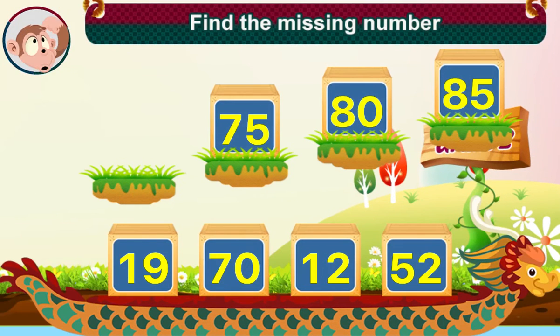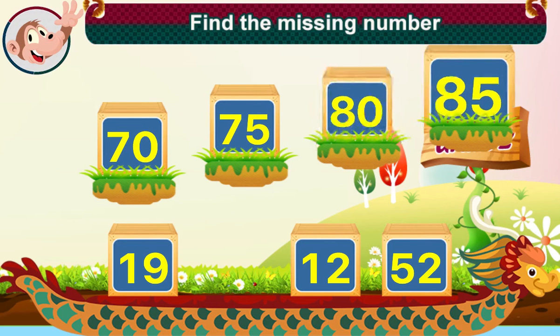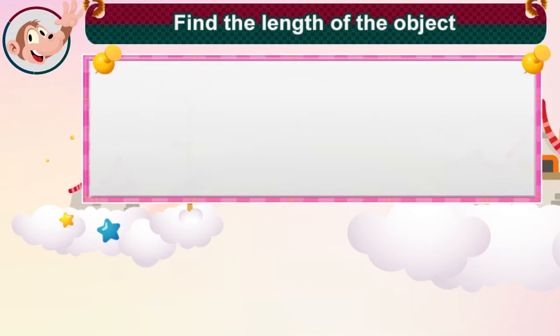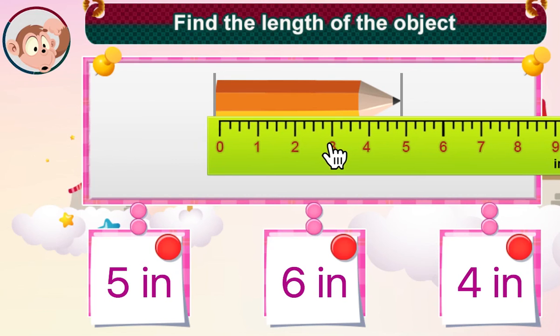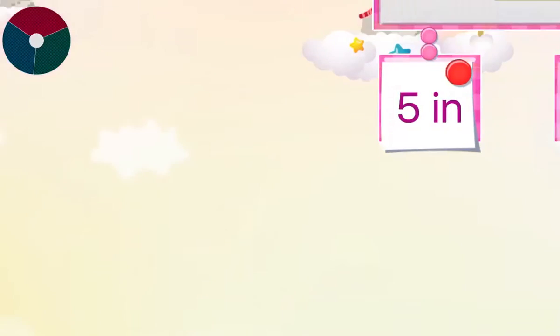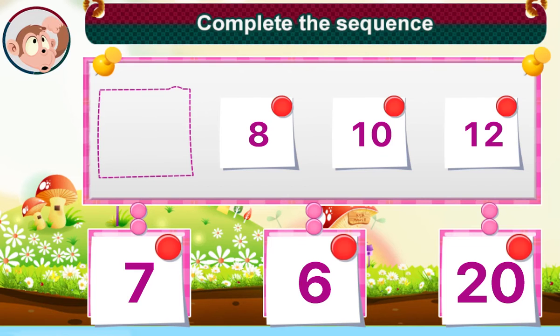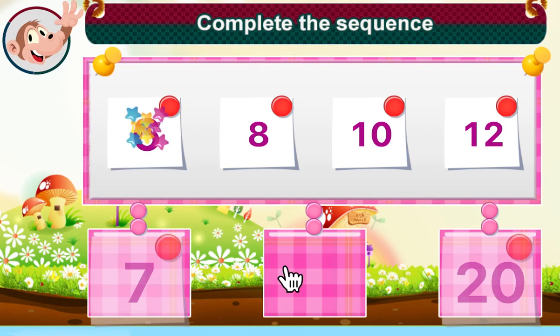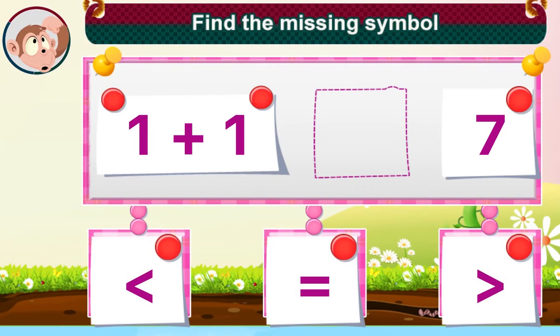Find the missing number. 70, 75, 80, 85. Find the length of the object. 6. Find the missing symbol. Less than.